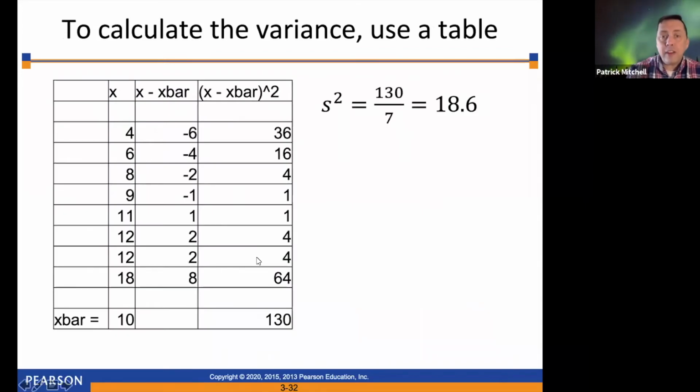First, I want to show you how I actually calculate the variance. I do it in the form of a table. The first thing I do is list my data values. The second thing I do is calculate the mean. So that's right here. Now I'm going to subtract the mean from each and every data value.